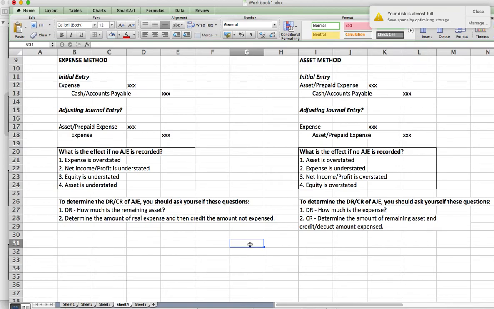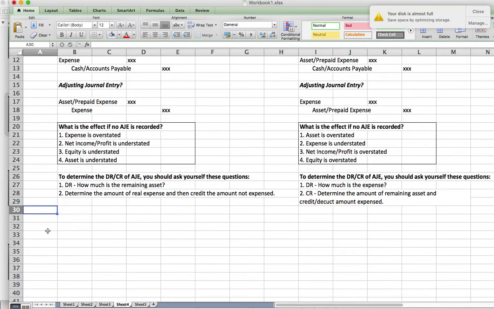Okay? So, pag ganun lagi, pagka prepaid expense at saka unearned income, mamaya i-discuss natin, isipin nyo lang yung kabaliktaran nila. Just ask yourself, what is the opposite? If the expense method is used, then ask yourself, how much is the asset? The debit asset, credit expense. Yun na yung adjusting journal entry mo. Pag asset method naman, ask yourself, how much is the expense? The debit expense, credit asset, or prepaid expense.